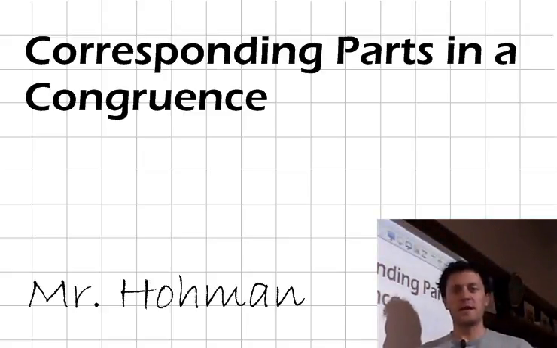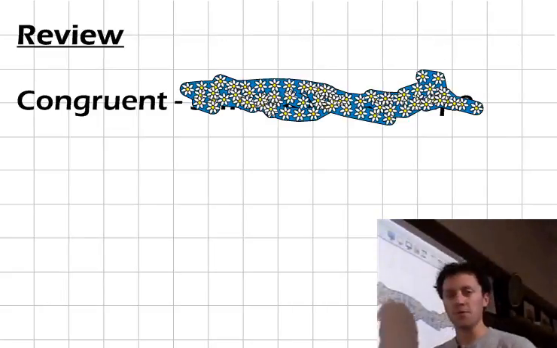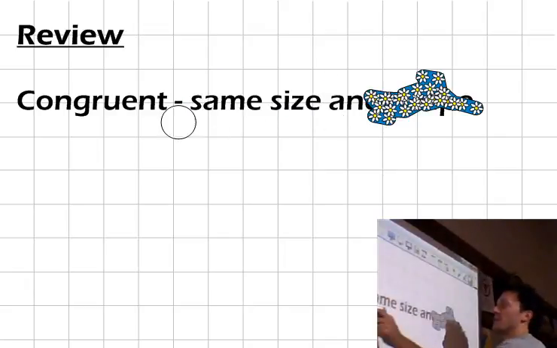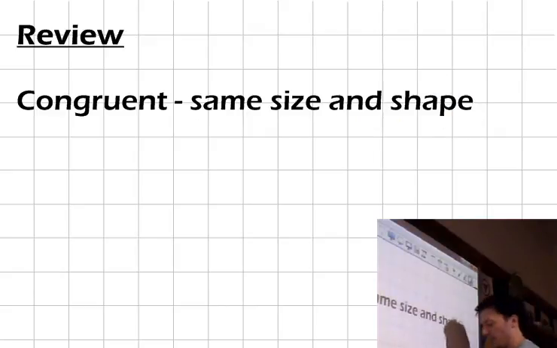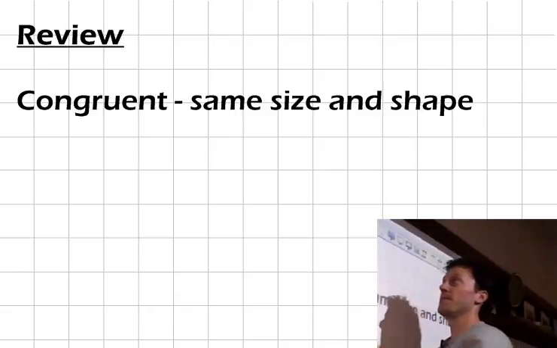Okay, corresponding parts in a congruence. So let's review first. What does it mean to be congruent? That means you are the same size and the same shape. So things that are congruent have the same size and the same shape.